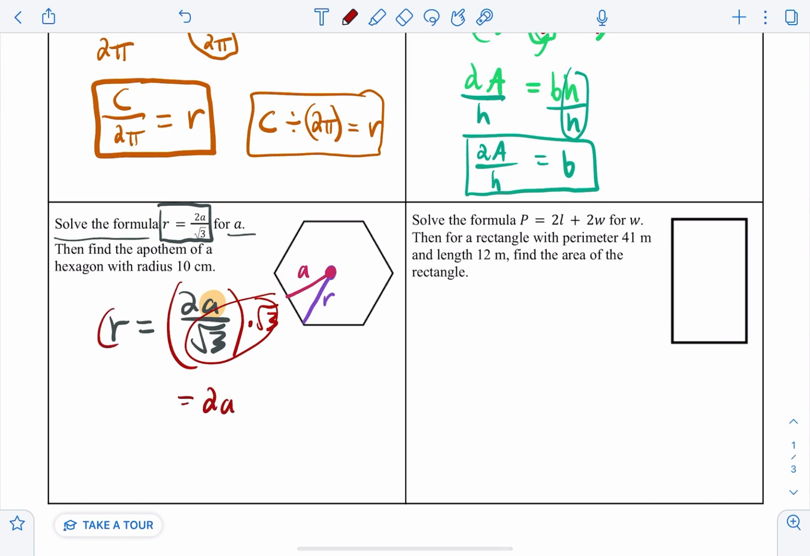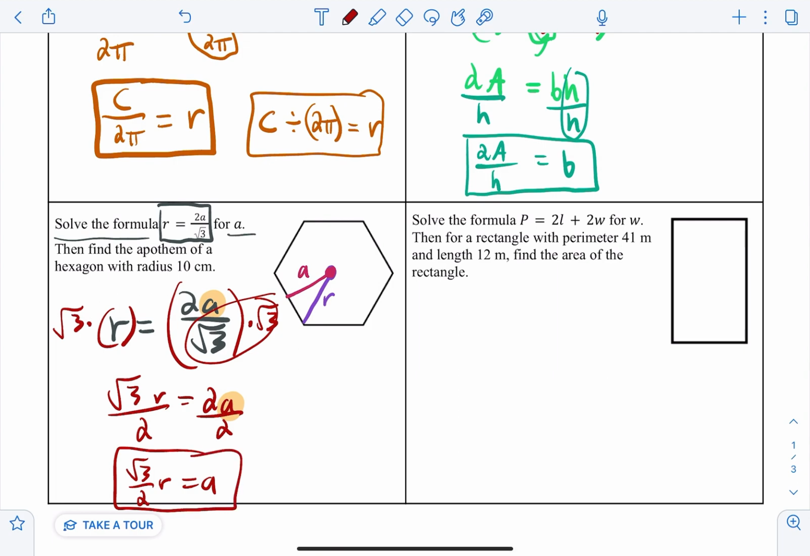But then we have to do the same thing to the other side, which is to multiply by the square root of 3. So we get the square root of 3 times r on the left side equals 2 times a. Then if we want to get a alone, we have to undo the multiplication by 2, which we can do by dividing by 2 on both sides. So we end up getting that the square root of 3 over 2 times r is equal to a.